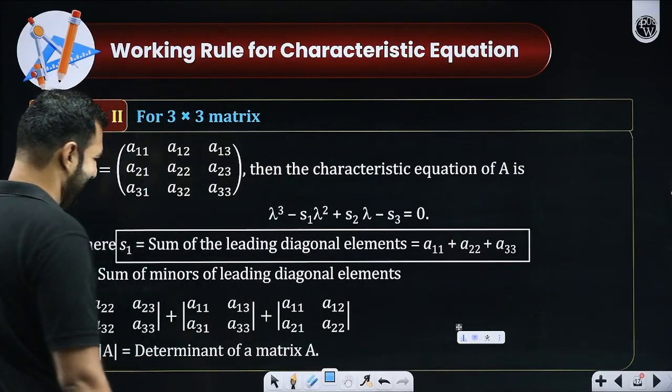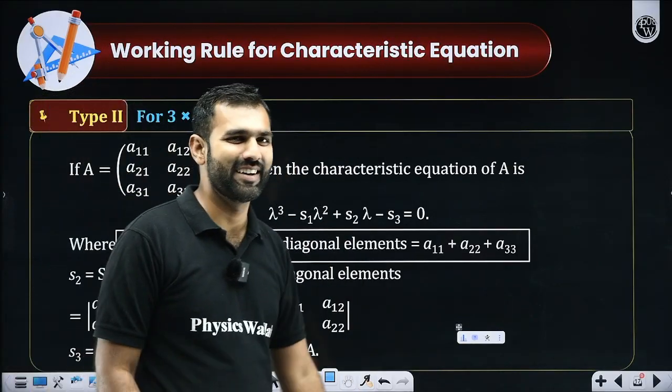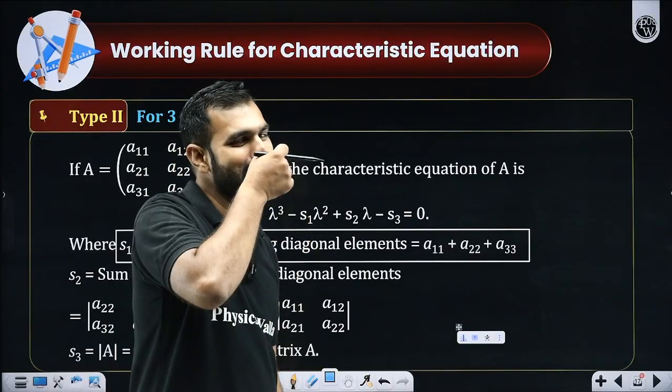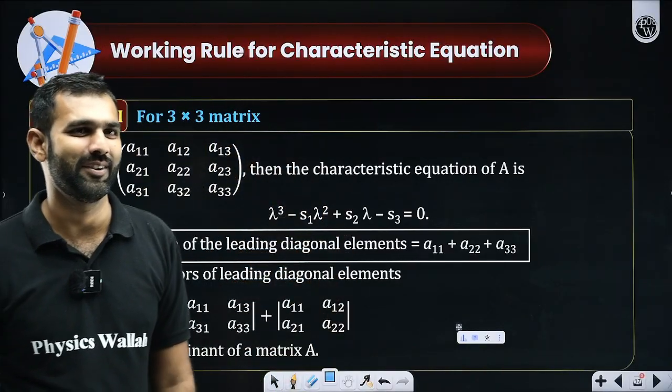Archana's doubt. People are explicitly taking Archana's name today. Archana is today's celebrity. Archana is the celebrity of our class today.